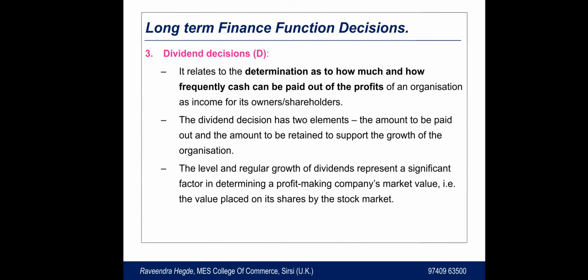All three types of decisions are interrelated, interlinked. The first two pertain to any kind of organization, while the third one, that is dividend decision, relates only to profit making organizations. So it can be seen that financial management is of vital importance at every level of business activity, from a sole trader to the largest multinational corporation.